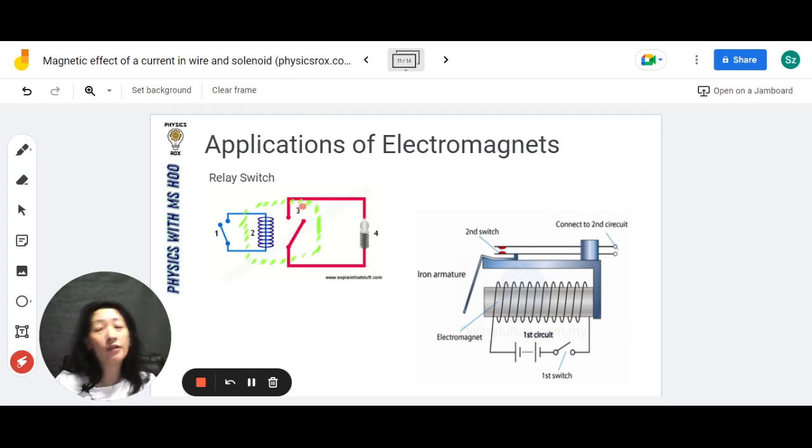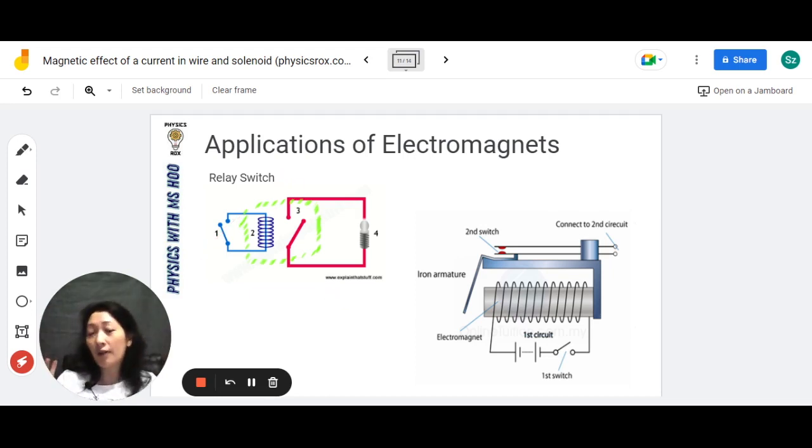Another use for relay switches is that you could use one relay switch to trigger many other circuits. That means same electromagnet, but a few other circuits you can put around here. So from one input circuit, you can trigger a number of output circuits. You could start maybe 3, 4, 5 or more circuits at the same time. And then when you switch this off, all of them switch off at the same time.